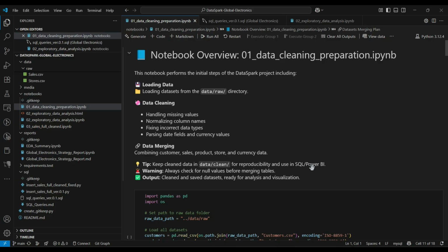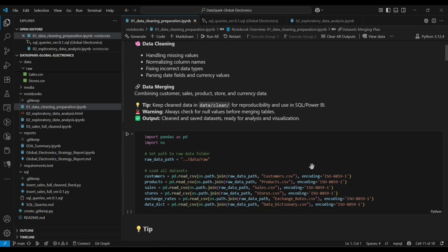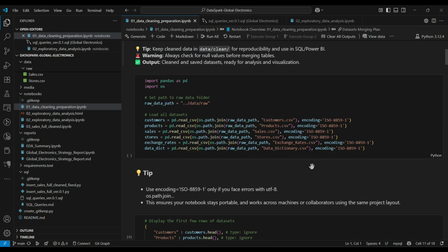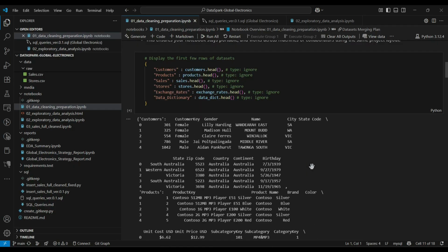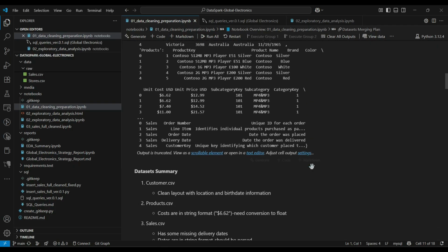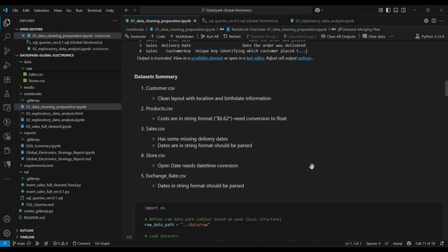The data cleaning phase involves four essential steps: addressing missing values, standardizing column names, correcting incorrect data types, and parsing both date and currency fields. I began by defining the file path to the raw data folder and proceeded to load key datasets: sales, customers, products, stores, and others. To get familiar with the structure and content, I displayed the first few rows of the datasets.